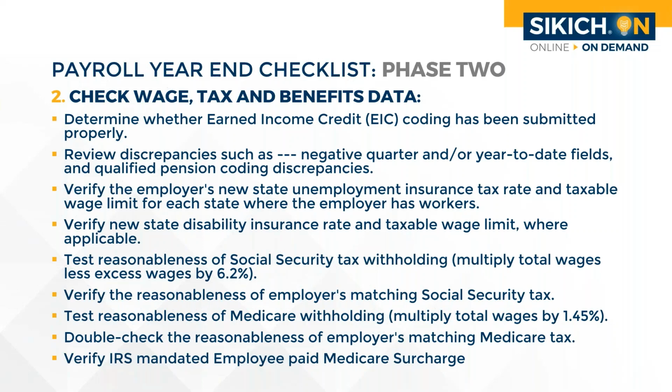Test the reasonableness of your Social Security tax withholding. Multiply your total wages, the total wages less any excess for the annual limit, by 6.2%. Take a reasonability check. Look at your employer match against what's been withheld. Your only discrepancy on that should be uncollected Social Security and Medicare, of course.